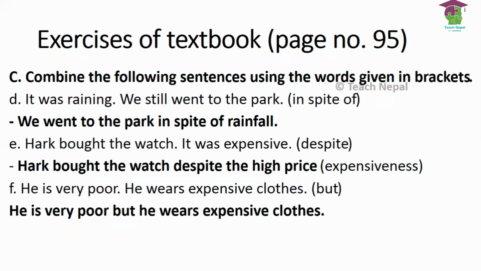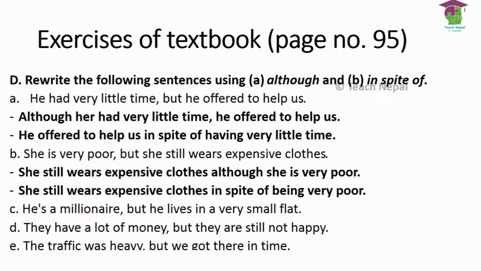Okay, so again you have been given the answers of D, E, F also here. Next exercise, number D. Here you have to make two sentences, one using although and the other using in spite of. He had very little time but he offered to help us. Although he had very little time he offered to help us. Next is he offered to help us in spite of having very little time, right. With in spite of we use a noun phrase; with although, in both clauses there will be complete sentences. I have done A and B, C, D, E please do on your own in this way.